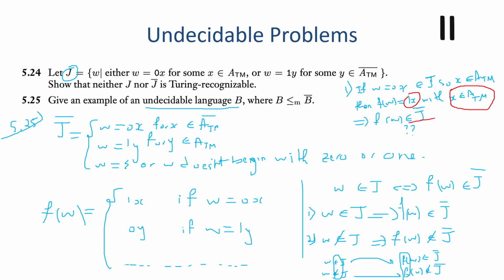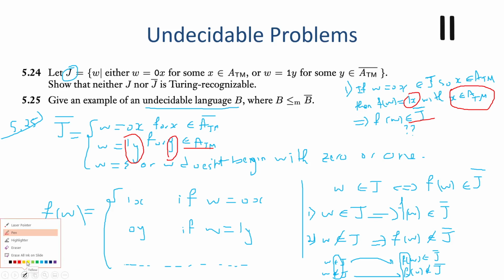Does this belong to J complement? Yeah, J complement will accept things of the format 1y where y is in ATM. This is just some symbol that I wrote. It could have been x, it could have been a, it could have been anything. All I care about is it's something that belongs to ATM and starts with 1. Here, x is something that's in ATM and it starts with 1. So yeah, obviously it does belong. So this part worked.